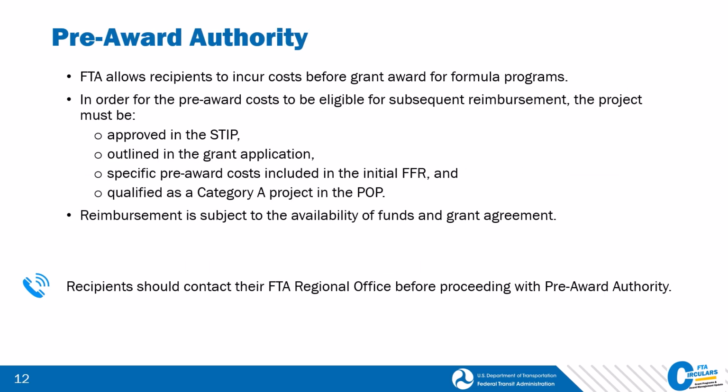FTA allows recipients to incur costs before grant award for formula programs. In order for the pre-award costs to be eligible for subsequent reimbursement, the project must be approved in the STIP, outlined in the grant application, and specific pre-award costs included in the initial FFR. The project also must have met all FTA's statutory, environmental, procedural, and contractual requirements and qualify as a Category A project in the POP. Reimbursement is subject to the availability of funds and the grant agreement. Recipients should contact their FTA Regional Office before proceeding with pre-award authority.